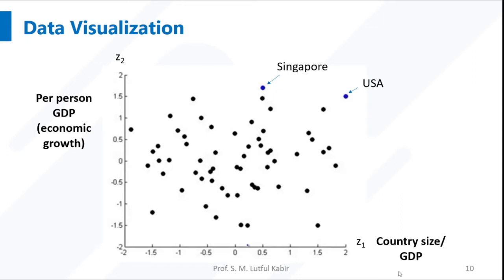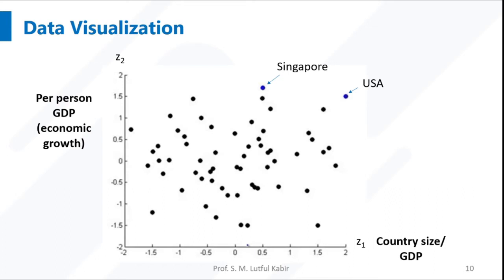Because z1 and z2 actually combine information of all the 50 features of a certain country. Although we have reduced dimensions, each and every point has two values. We can easily say that Singapore has got high country GDP and high per person GDP, whereas USA also has got high country GDP, more than Singapore, but the per person GDP is slightly less because Singapore has a smaller number of people. So each and every point, for example, this point, whatever country it represents, must have poor GDP and poor economic growth.